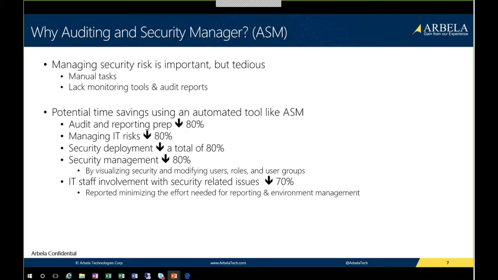And using a tool like ASM, we found that you have potential time savings in most of these areas of roughly 80%, right? Just by being trained to use the tool, using the reports, and being able to monitor and keep track of the IT implementation and management. So audit and report prep is one of our first big areas, followed by managing IT risks in general, security deployment, initial security deployment during an ERP implementation, and security management post-go live.